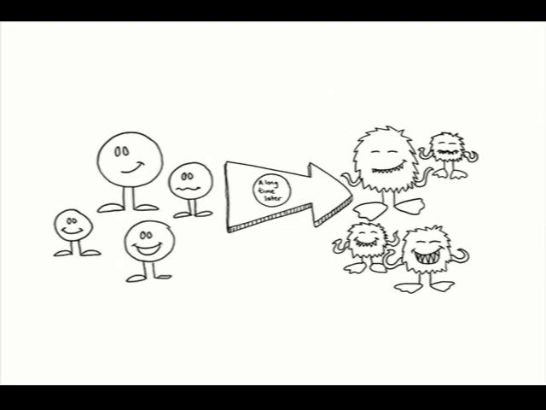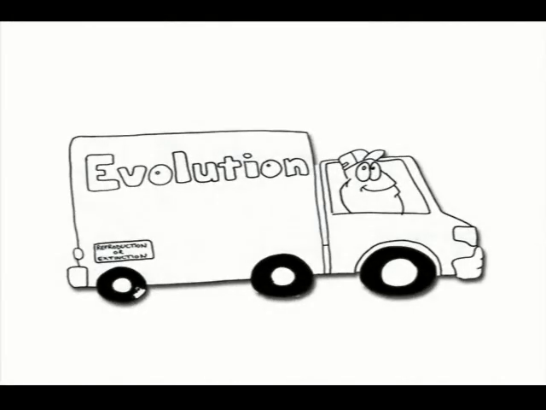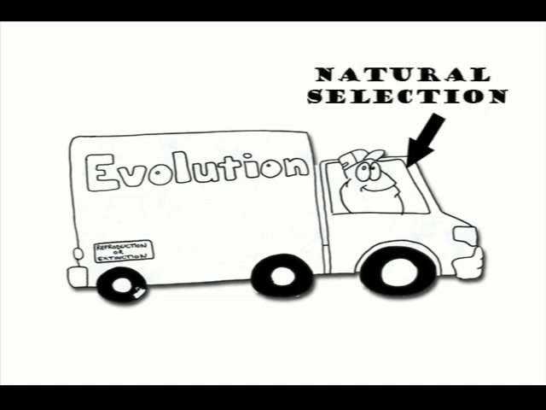On the left side of my diagram, I have these cute little creatures called quibbles. Over time, as their environment changes, so do the traits of the quibbles. Now we have an idea of what evolution is. But the question is, what causes evolution? The main driver of evolution is a process called natural selection.